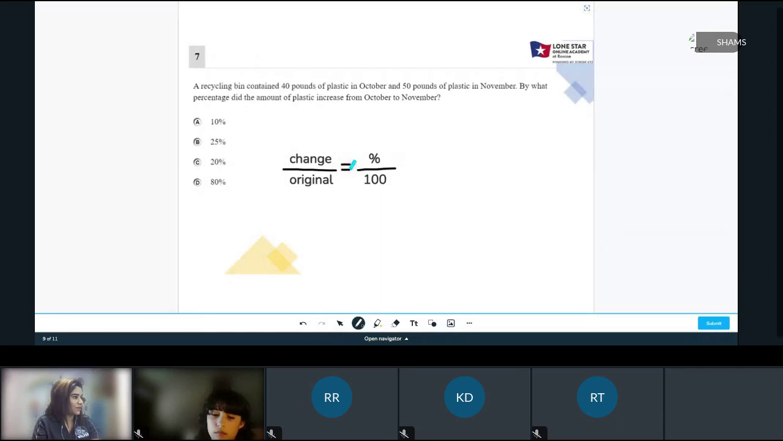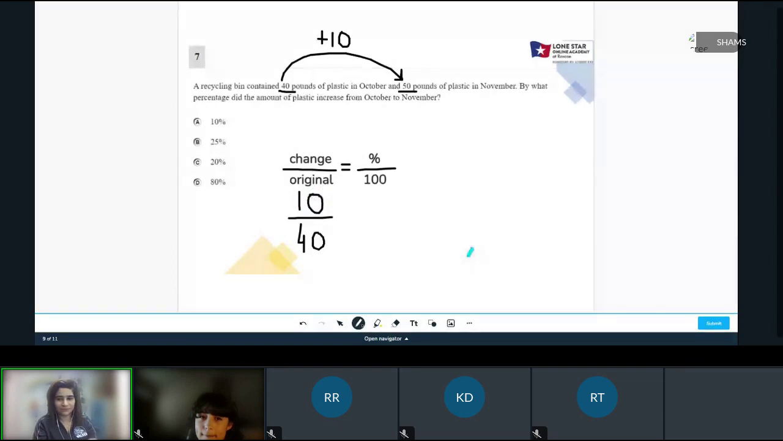So a recycling bin contained 40 pounds in October. 40 is your original amount. And how much change happened, or how much was the increase? Nina, let's see. The increase is from 40 to 50. There's an increase of 10. So the change was 10. And so 10 over 40 is the same as a quarter.